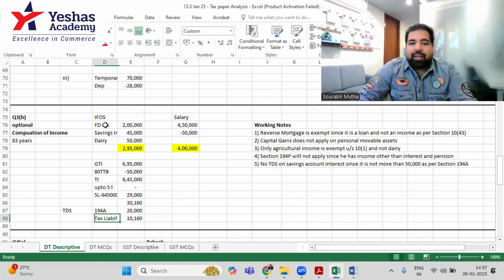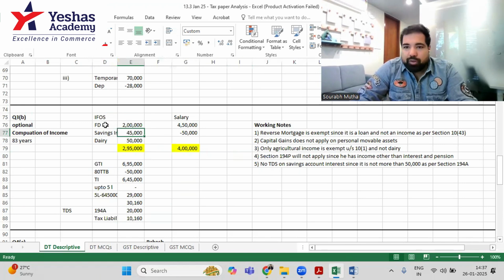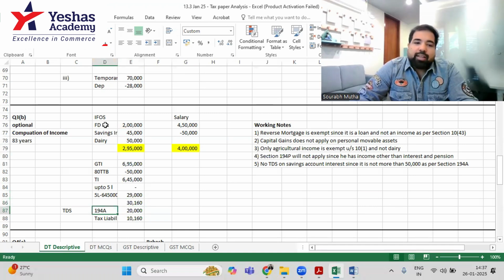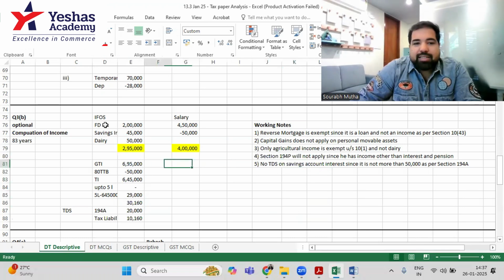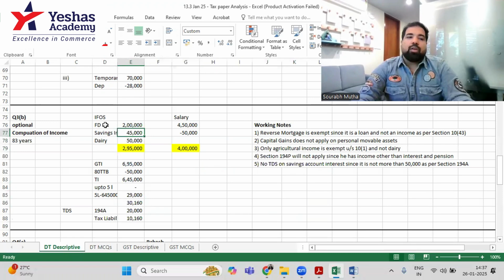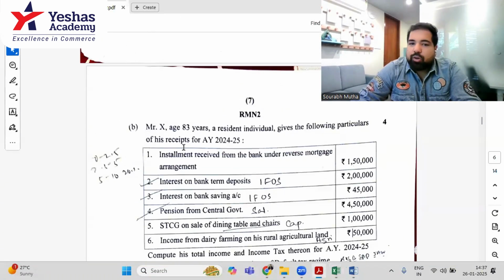And here, why have I taken 194A? Because if a bank pays you interest, here 2 lakh 45 they are paying. If a bank pays you interest more than 50,000 rupees, they will deduct TDS. I have taken only this because they are not mentioned as the same bank. So I have taken only 2 lakh rupees on that TDS at the rate of 10%. So this is his liability. TDS was 20,000. So his tax liability ultimately is 10,160. No TDS on savings account interest since it is not more than 50,000 as per section 194A. This is a nice question to answer, and this would have got you 4 marks.